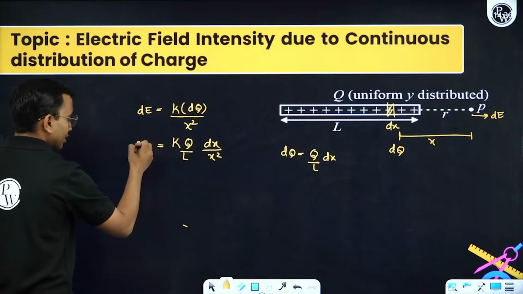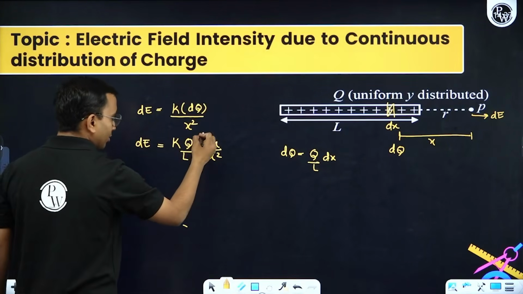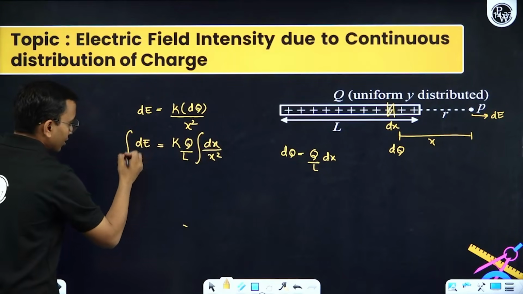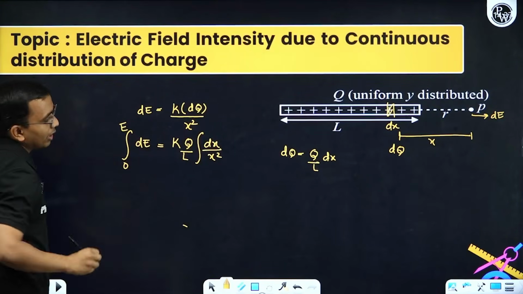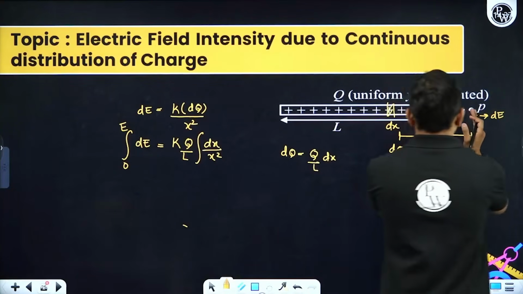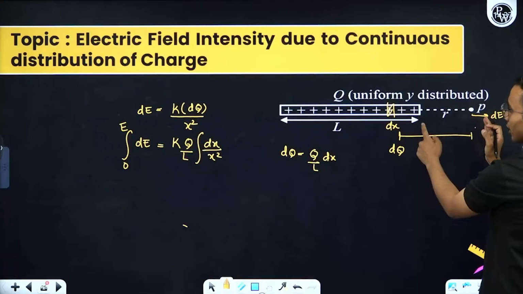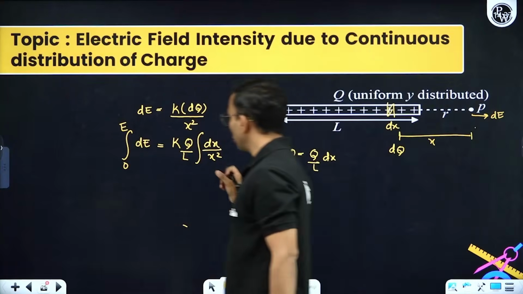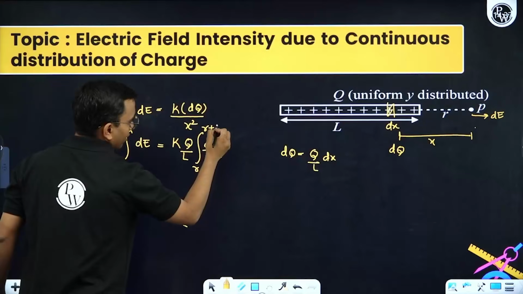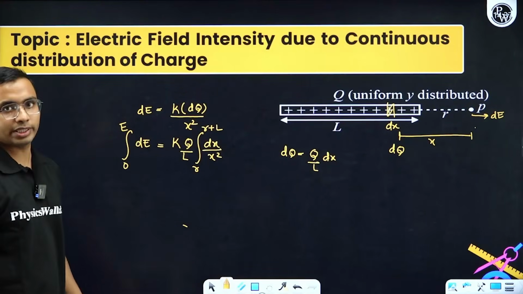This is my dE, now integrated. Q by L is constant, so I am taking that out. Electric field 0 to E total. My x goes from, now this distance x, it was starting from this point going till here. So x goes from R to R plus L. This is what you have to integrate.